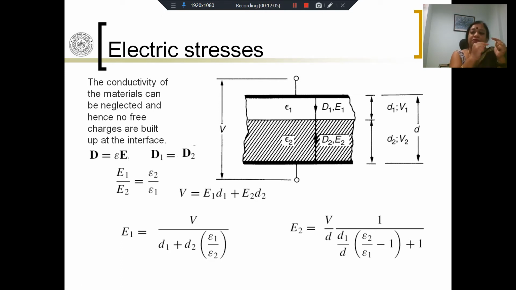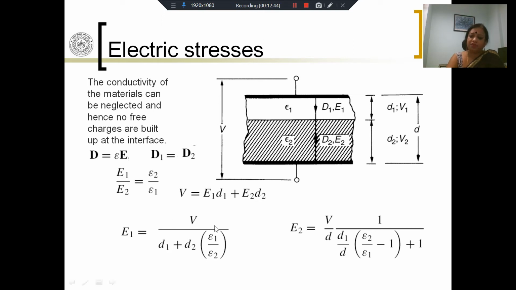We started with the gap distance D1 plus D2. We now have an effective gap distance D1 plus D2 into epsilon 1 by epsilon 2. So the effective gap distance is determined by the ratio of the permittivities of the two materials. So now therefore E1 will be higher than initially, which means that if initially the material was not going to break down, now for the same voltage V, the material might break down because the electric field E1 in epsilon 1 may exceed the dielectric breakdown strength of the material.